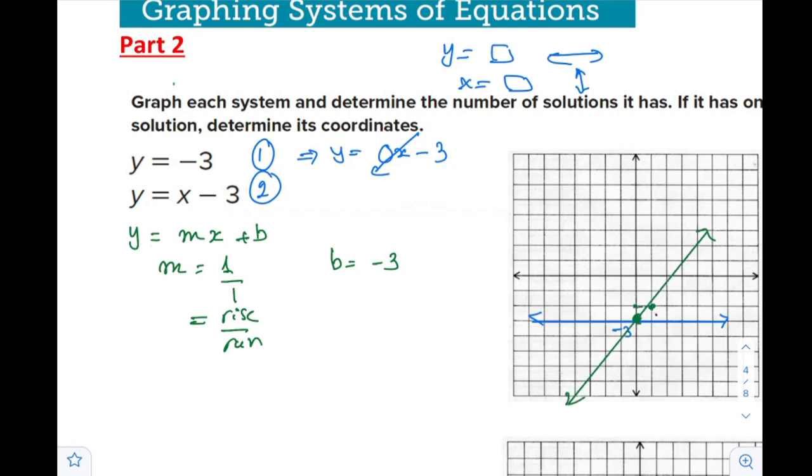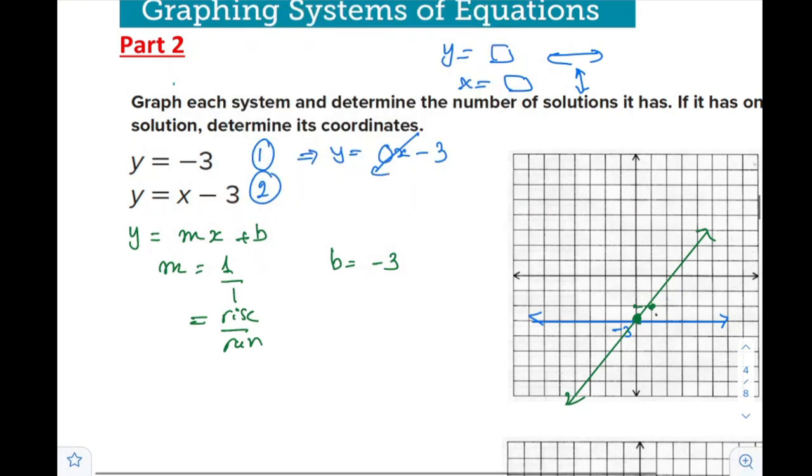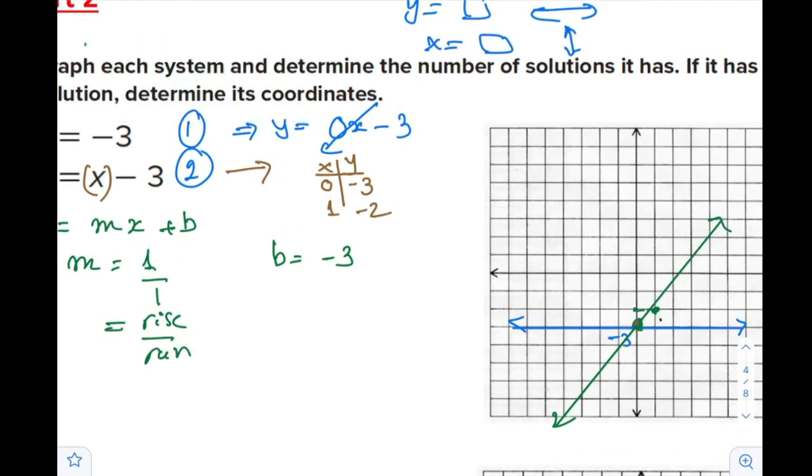If somebody wants to solve it using another technique, let's say he wants to generate a table. If you generate a table, you can assume x is 0 and replace x, 0 minus 3 is minus 3. X is 1, 1 minus 3 is negative 2. If you plot the points, 0 and minus 3 is this point. 1 and minus 2 is this point. So finally, we reach the same line. The green line will be exactly the brown line if you match.